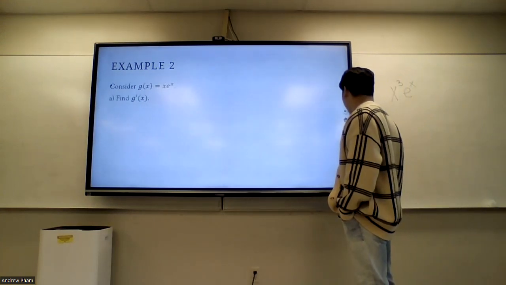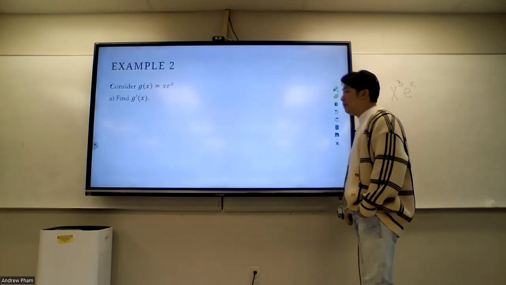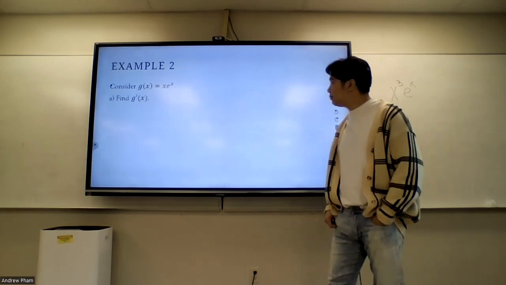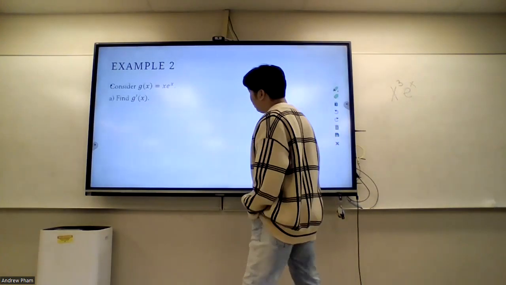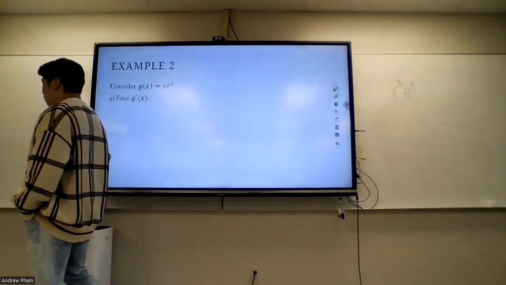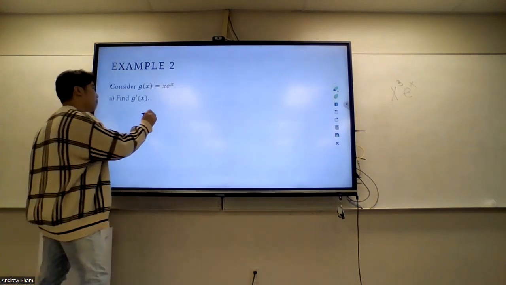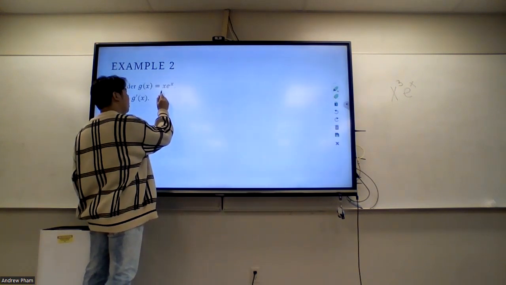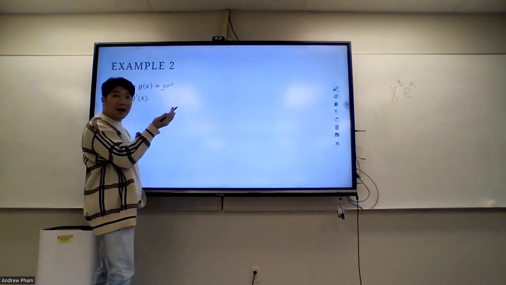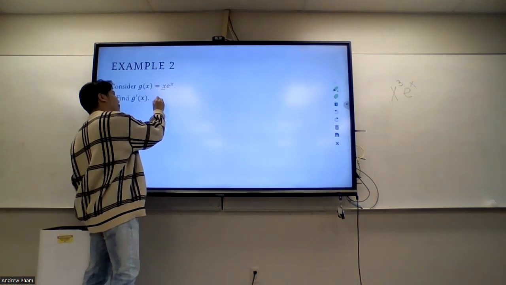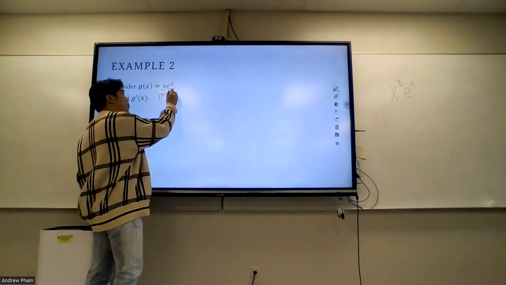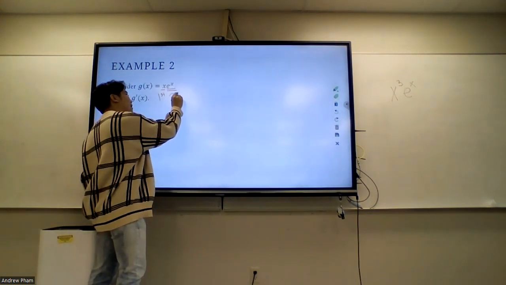So I'm expecting this one to be a little bit of a quick one for part A. If I had x times e to the x, what can I label as my first? What can I label as my second? I can probably just use x as my first, and that leaves the remainder, e to the x, as my second.